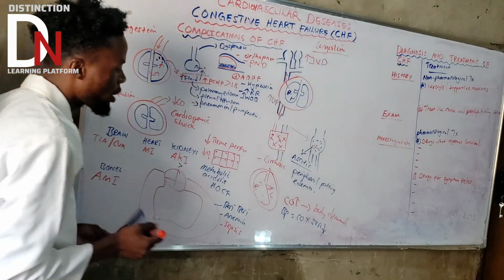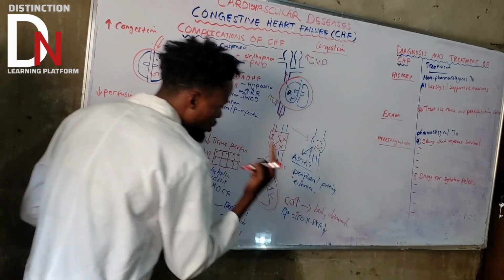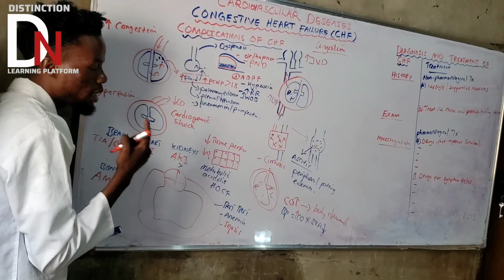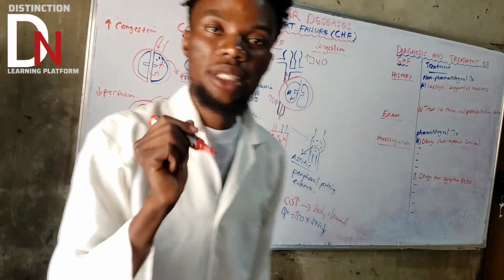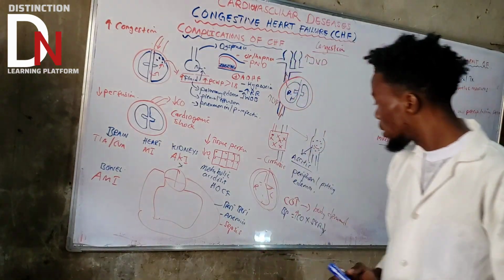Now, how is the body going to compensate for that? It's going to compensate by increasing the cardiac output. That's why in high output cardiac failure, there is an increase in cardiac output, due to the compensatory mechanism of the body. So that's the main reason.